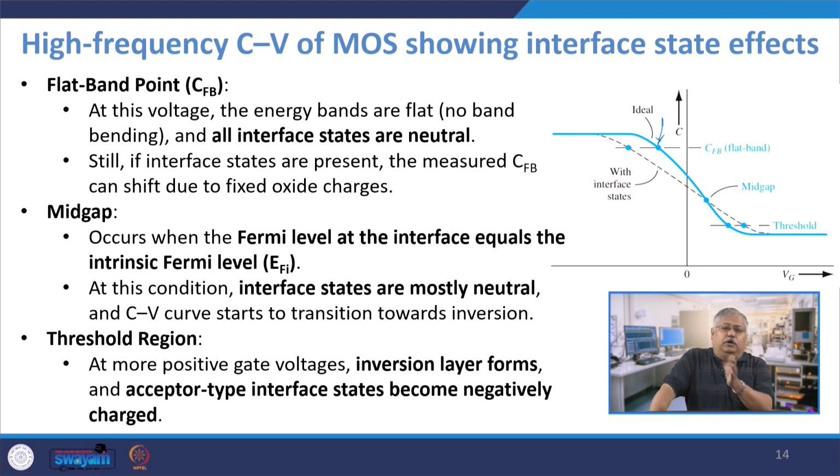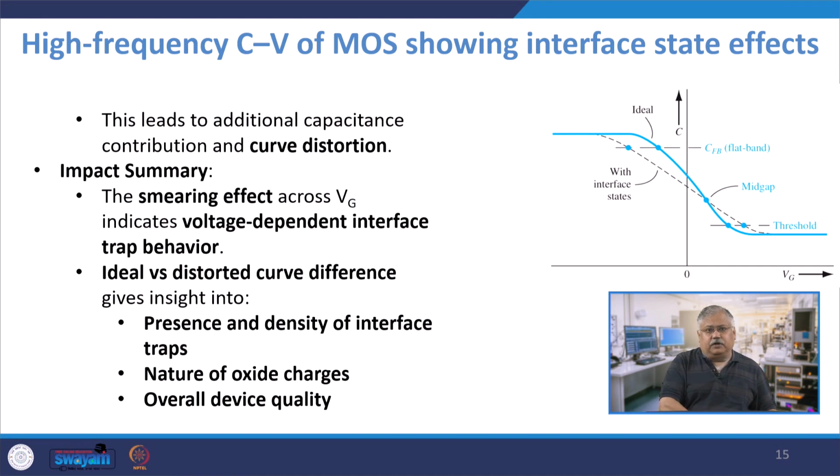In threshold, if you increase your gate voltage to a larger value, an inversion layer is formed, and the acceptor type interface states become negatively charged, and the threshold voltage therefore increases, because now you have to apply a larger gate voltage to invert the channel, and that is the reason it shifts to the right slightly in the case of high frequency CV characteristics. And that is the reason you see an additional capacitance. Why additional? Because you are adding more and more charge carriers here, and therefore that leads to the distortion in the curve, which is the dashed curve here.